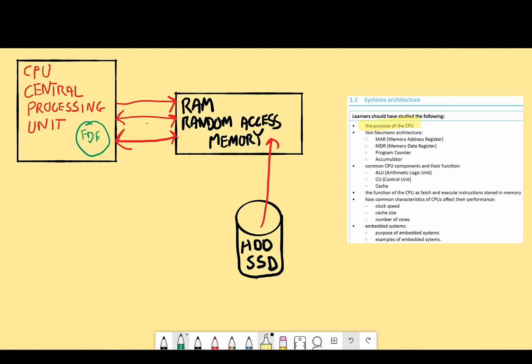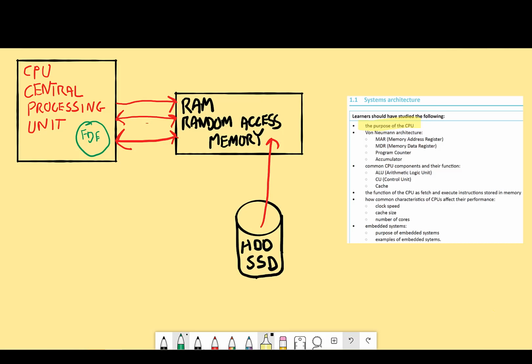It is fetching instructions from RAM. When they return to the CPU, it is working out what they mean, decoding them, and then execution means to carry those instructions out. And that's all a computer program is. It's a never-ending cycle of the CPU fetching the next instruction, working out what it is, doing that instruction, and then putting the result back in memory.